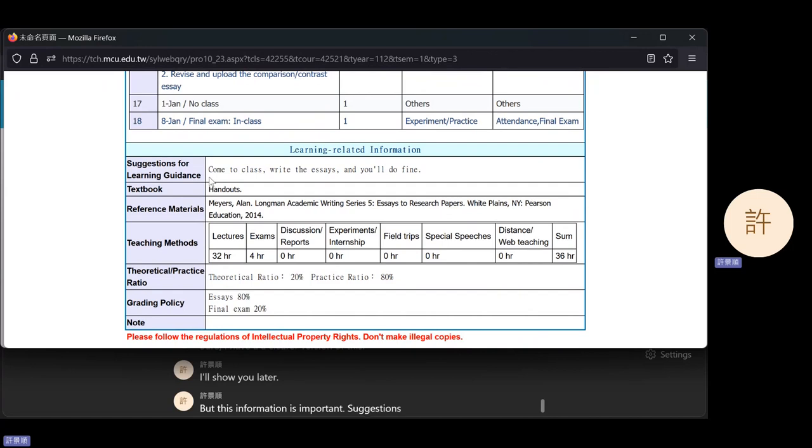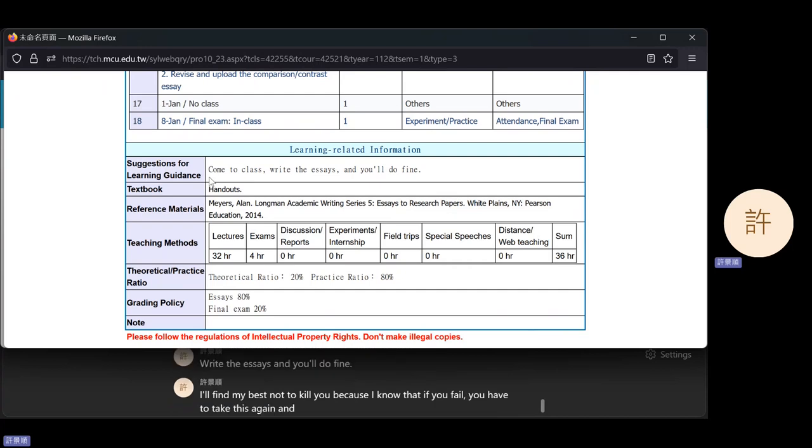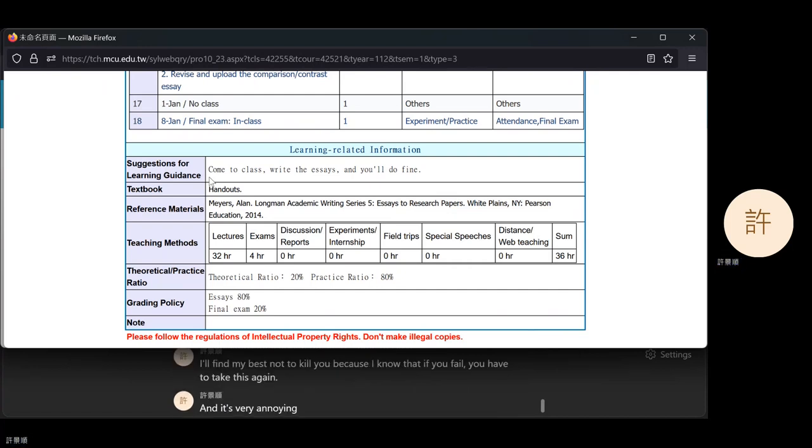Suggestions for learning guidance. Come to class, write the essays, and you'll do fine. I'll try my best not to fail you, because I know that if you fail, you have to take this again, and it's very annoying. Textbook, no textbook. I will pass out handouts. And I also posted some resources on Moodle. I will show you later.